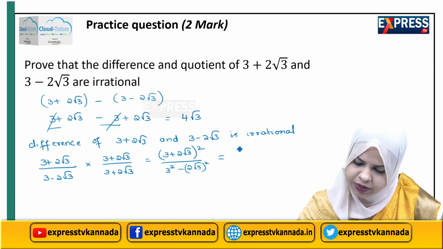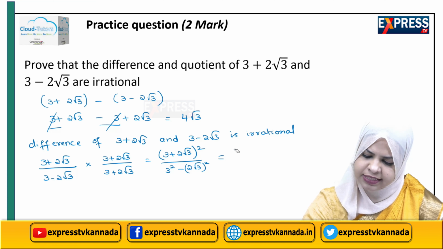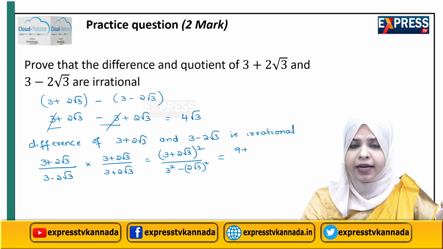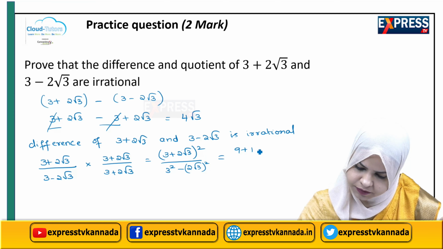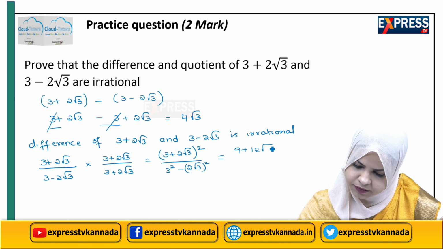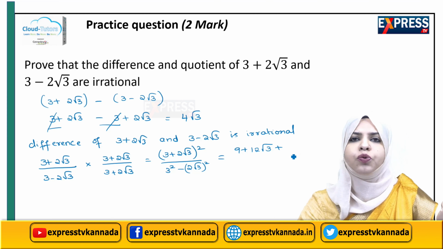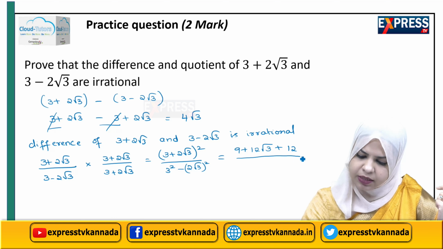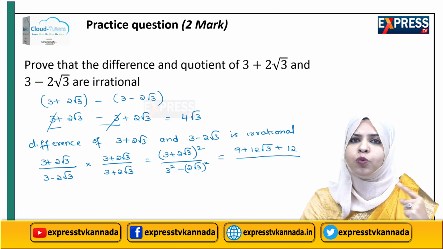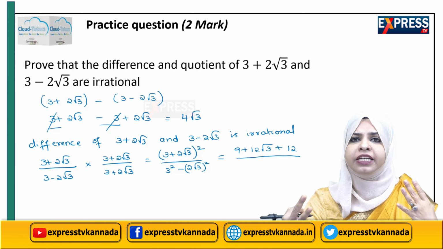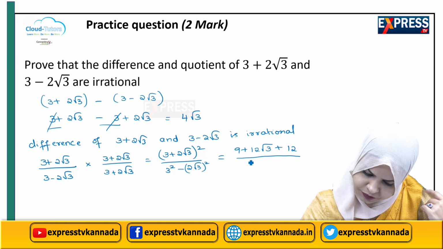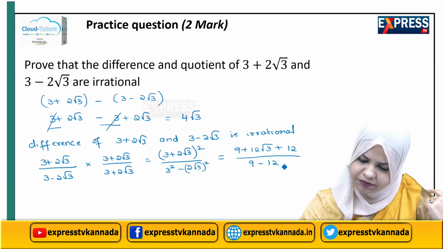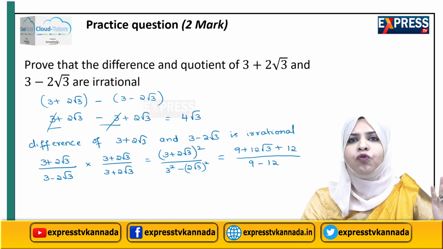So that is equal to, let's expand this, 3 square is 9 plus 3 2s are 6, 6 2s are 12 into root 3, plus 2 root 3 whole square is 4 into 3, that is 12. Square of 2 root 3 is 2 square is 4 and root 3 whole square would be 3. So 4 into 3 is 12. And the denominator is 9 minus 12, right?